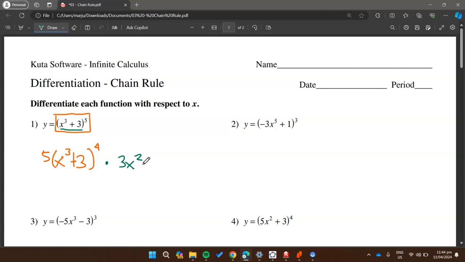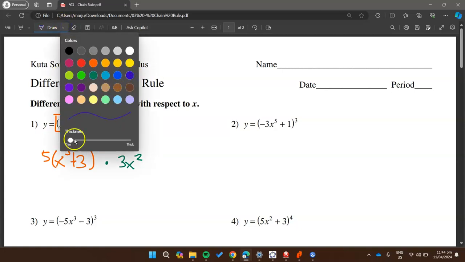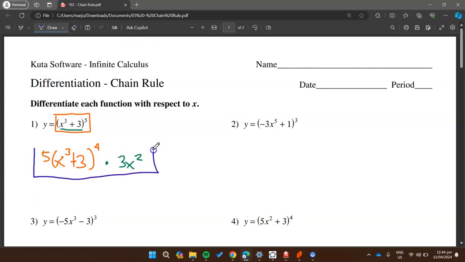So our answer will be the product of this. So this will give us what? This will give us 15x squared. So we have 15x squared and then multiply it by x cubed plus 3 raised to 4. So this will be our final answer for item number 1.